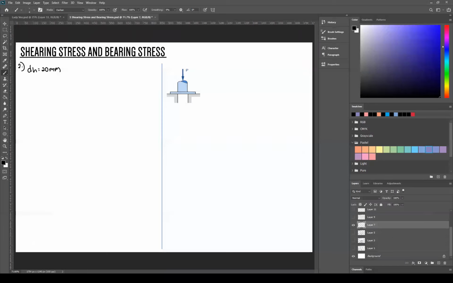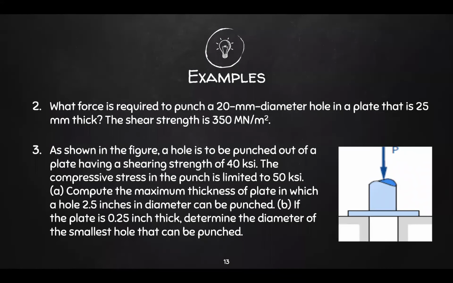So let me write all that. Thickness, 25 mm, and then shear stress limited to 350 meganewton per meter squared. And remember, that's the same as MPa, so keep that in mind. Now what's happening here is we're looking for the force in order to punch a hole with this dimension on a plate that has this shear strength. So we're going to base our equations on this shear strength.